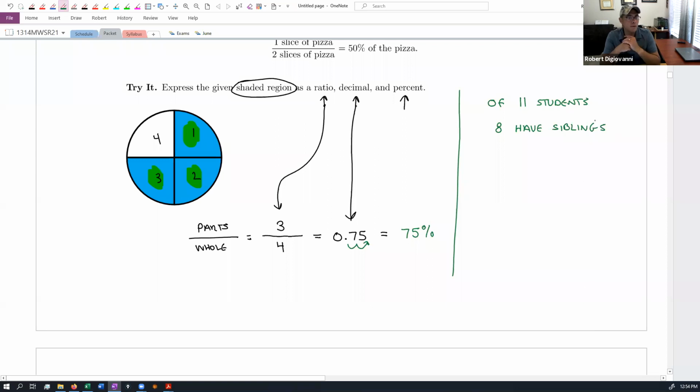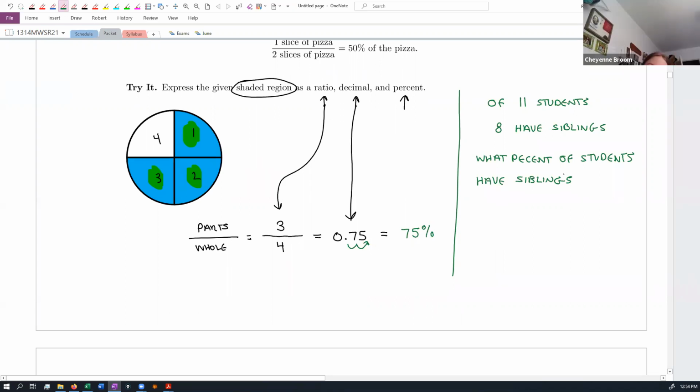Okay. So now the question. What percent of students in this class have siblings? So if someone wants to help me figure this out? 73%. Okay, so how are you doing that?